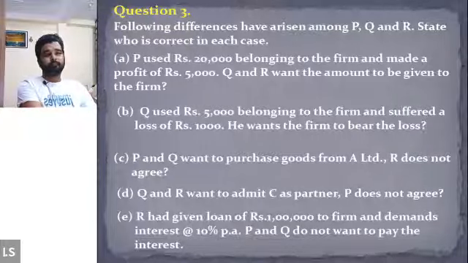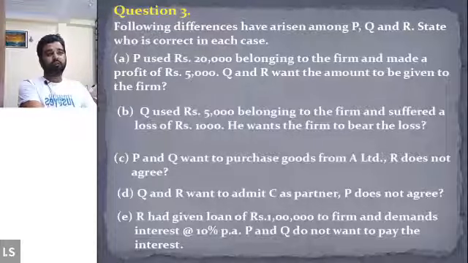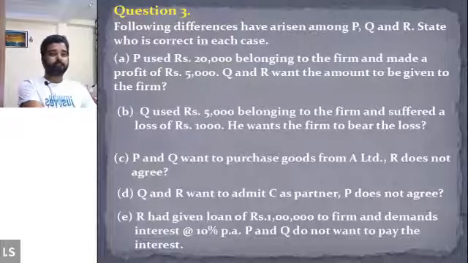Since majority partners are agreeing to purchase the goods from A Limited, I think they will be able to purchase the goods. Right? In order to take any kind of decision, majority consent is required. All partners need not be consented.